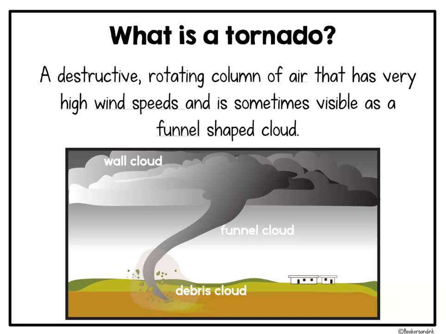Tornadoes can touch the ground for 15 minutes or less, and they can be just a few hundred meters across. Oftentimes, tornadoes have wind speeds of 300 miles an hour. So let's take a look at how these tornadoes form.